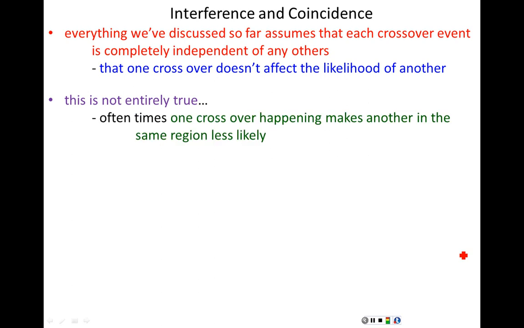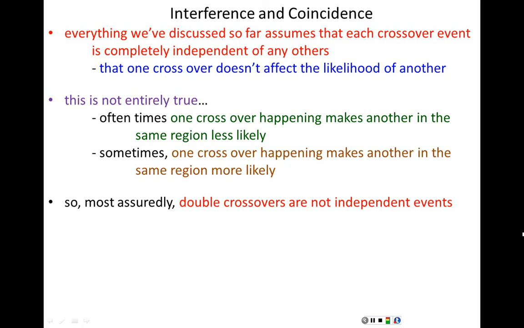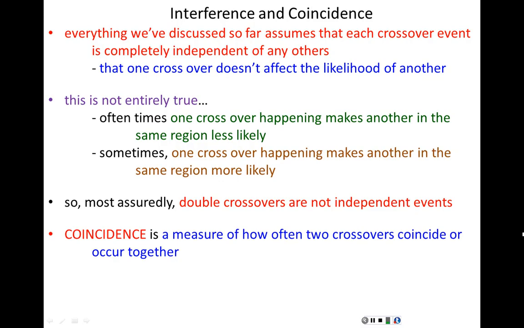Sometimes, oftentimes, one crossover event happening makes another in the same region less likely. It's almost an inhibitory effect, where we already had a crossover here and we're not about to have another. Sometimes, more rare, but it happens, one crossover event in a location makes the second crossover event more likely. And so it's almost like it primes the region of DNA for recombination in general, and so you get enhanced crossovers. We call these hotspots or hyper recombination. So most assuredly, they are not independent events. Sometimes they affect each other negatively, sometimes they affect each other positively, but they're affecting each other.